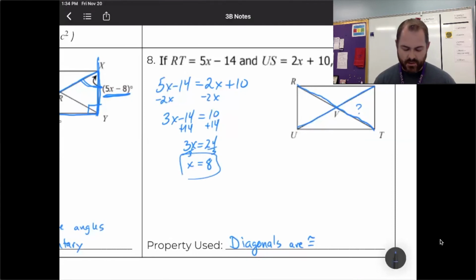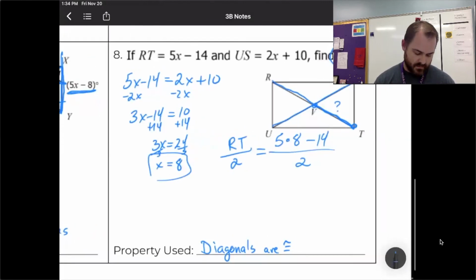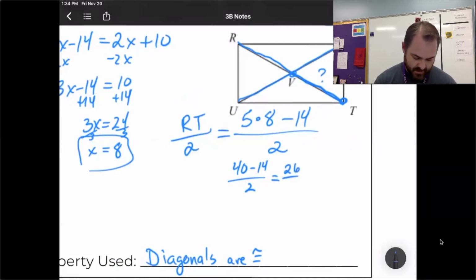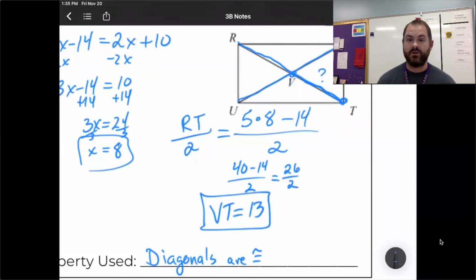That's not our final answer. They want to know the length of VT. VT is half of our full diagonal. So I'm going to take that RT length and divide it by 2. So I'm going to do 5 times 8 minus 14 and just divide all that by 2. Okay, 5 times 8 is 40. 40 minus 14 gives me 26. And I divide 26 by 2, and I get that VT equals 13. And you would understand both diagonals then would be a length of 26.